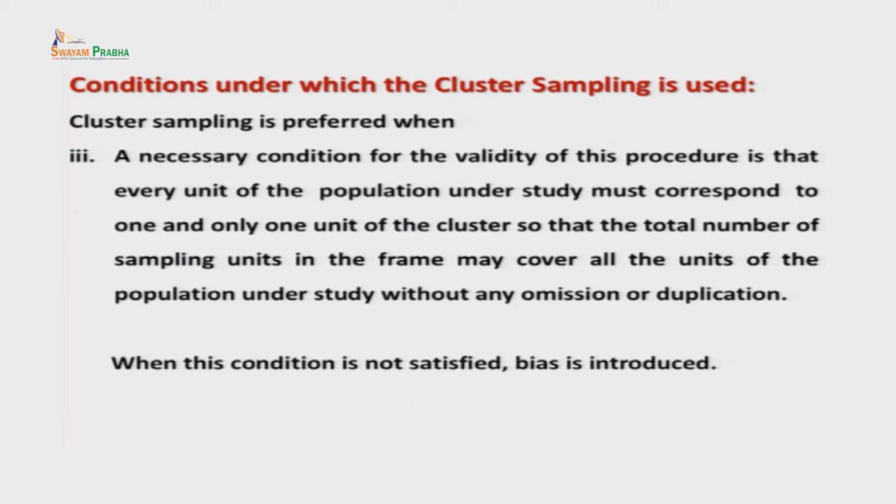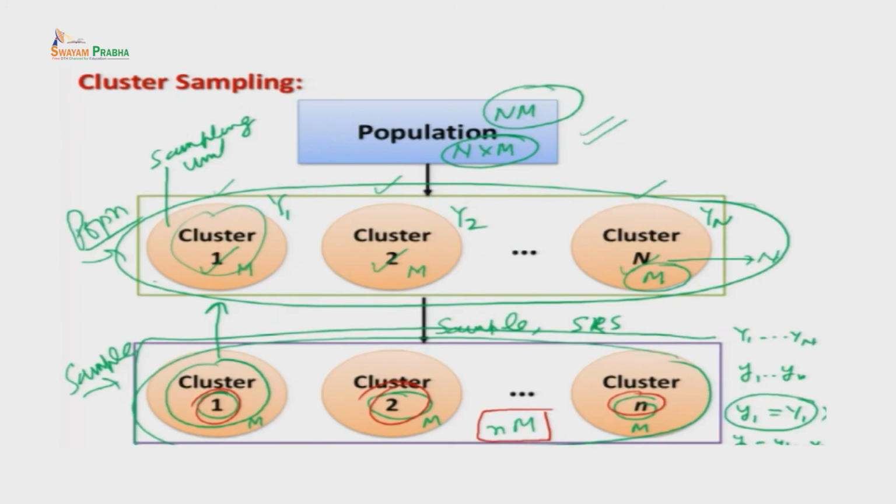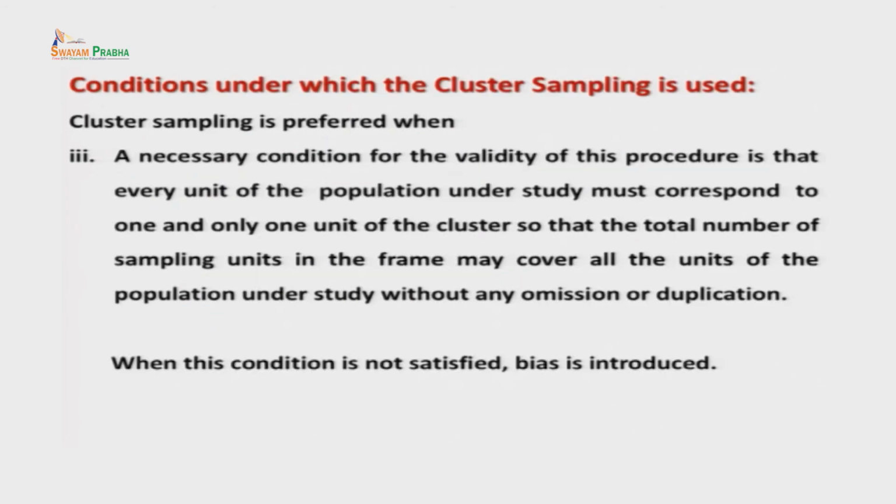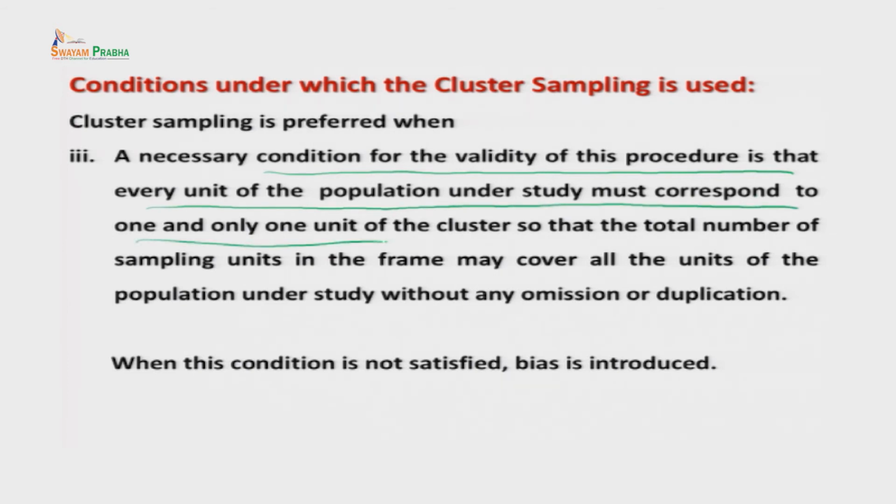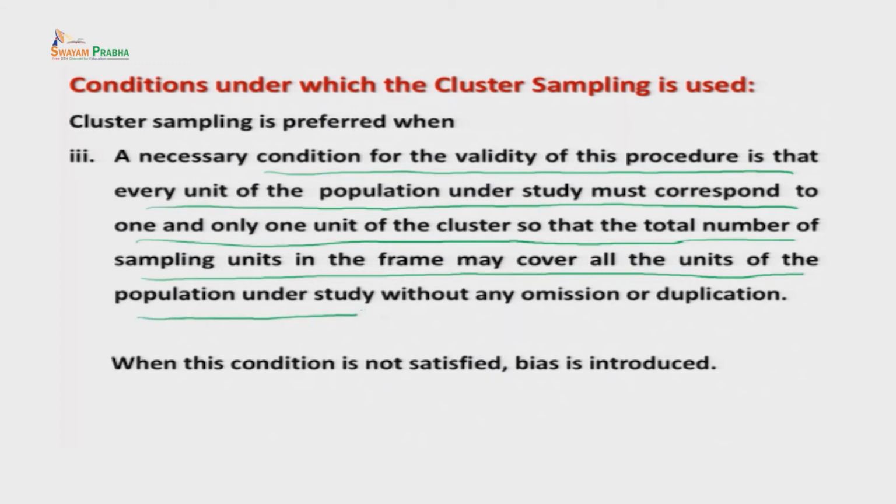And one of the very important conditions you have to keep in mind when you are trying to use this cluster sampling: if you look at this picture, this population will have different types of units, and these units have been divided into different clusters. Just like what we did in the case of stratified sampling also, but a necessary condition for the validity of the procedure that we are going to use in this cluster sampling is that every unit of the population under study must correspond to one and only one unit of the cluster, so that the total number of sampling units in the frame may cover all the units of the population under study, without any omission or duplication.